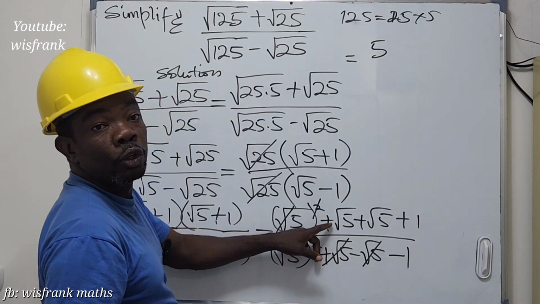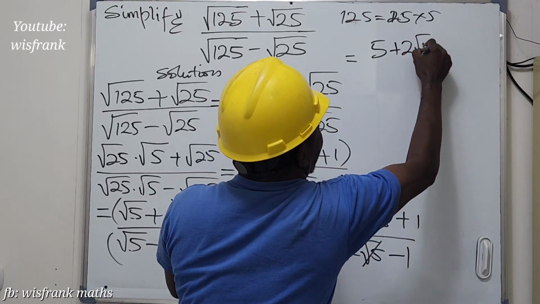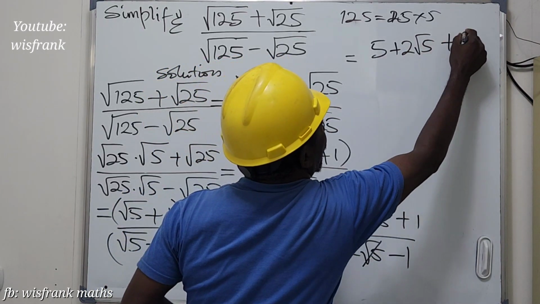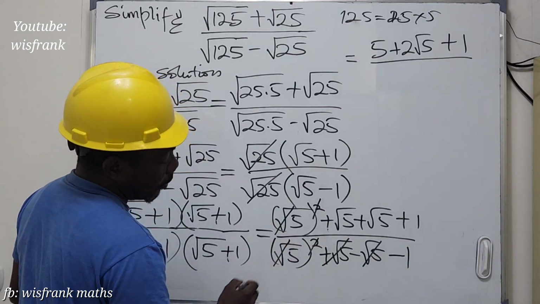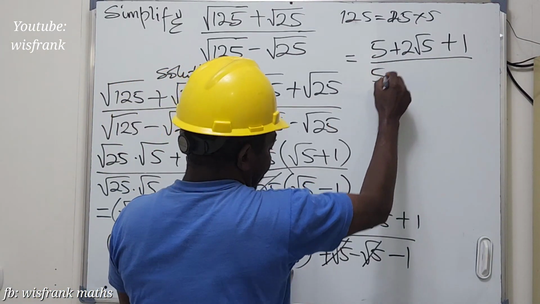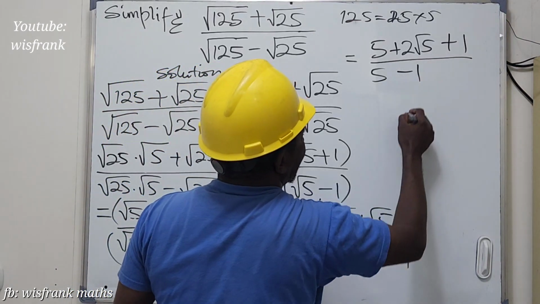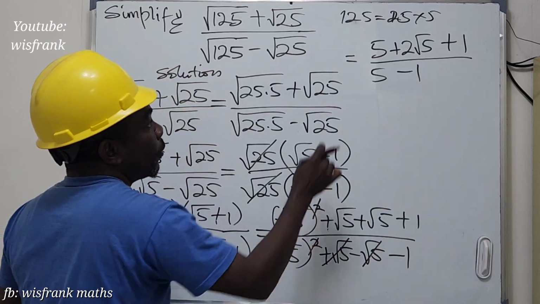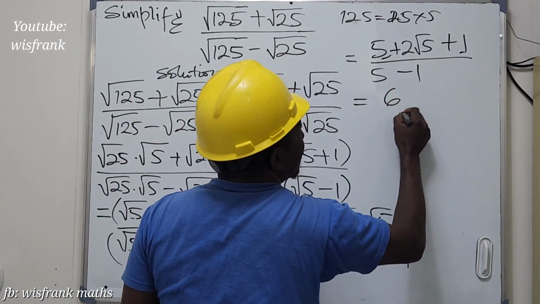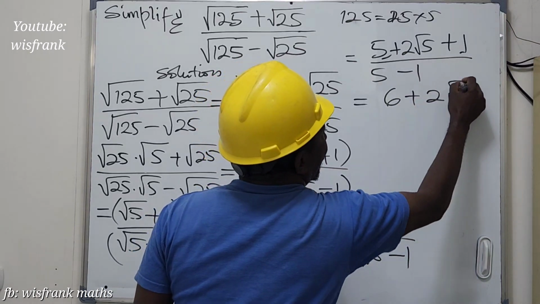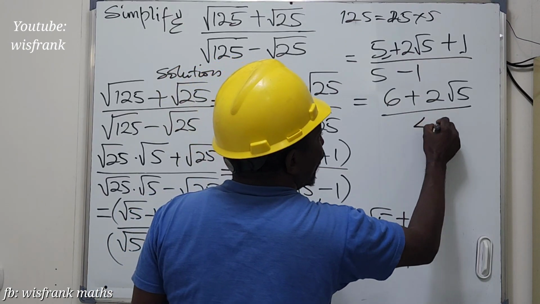In the numerator, we have the square root of 5 plus the square root of 5, which is plus 2 square root of 5. Then we bring down plus 1, all over. In the denominator, the power of 2 cancels the square root, leaving 5, then minus 1. So this is what we have. The numerator is 5 plus 1, which is 6, plus 2 root 5, all over 5 minus 1, which is 4.